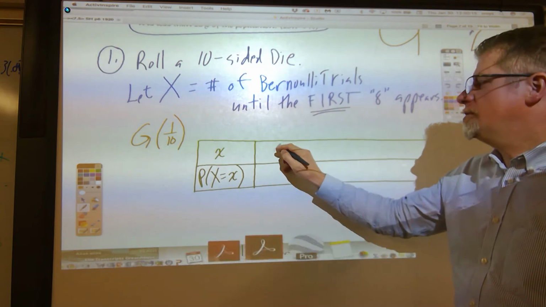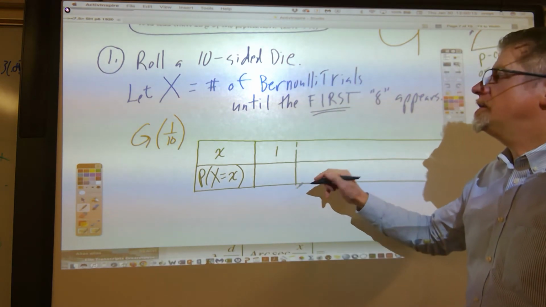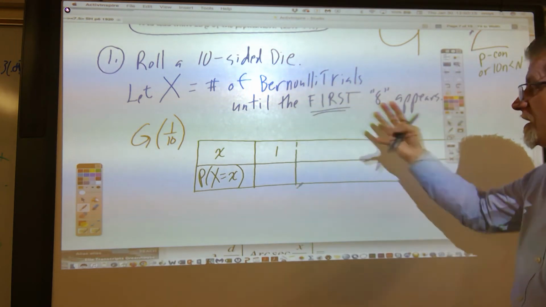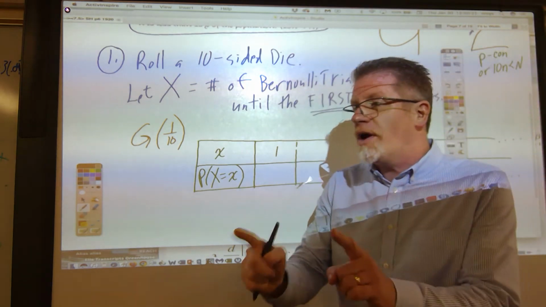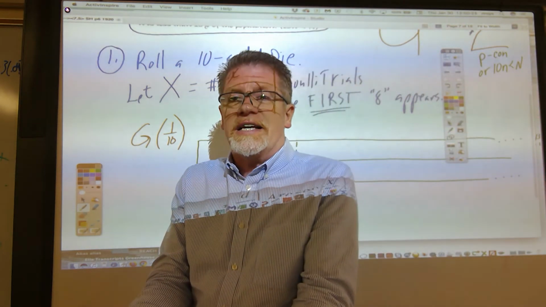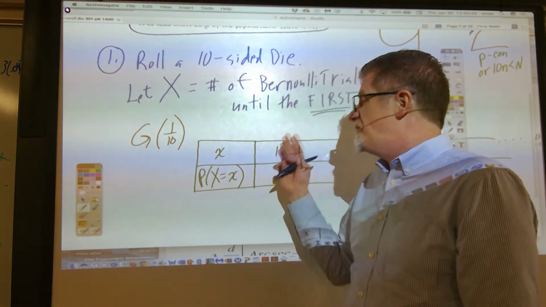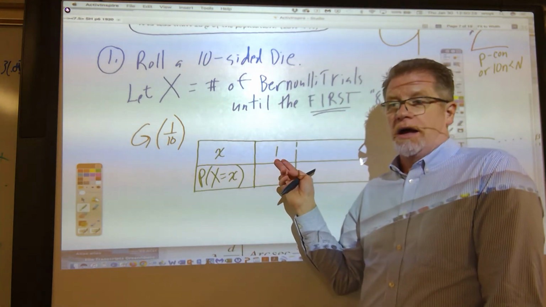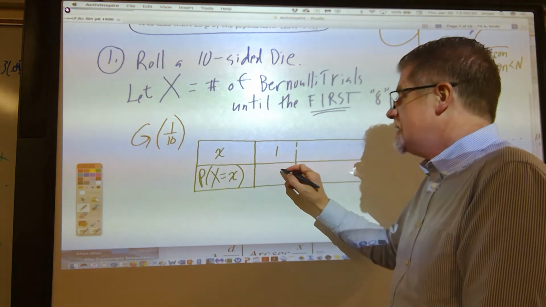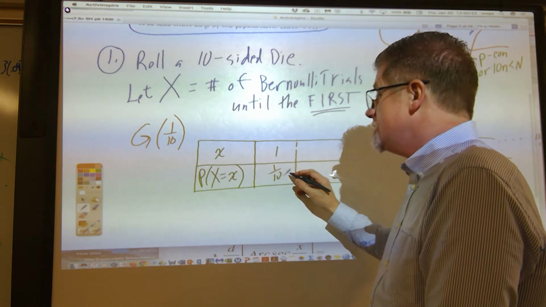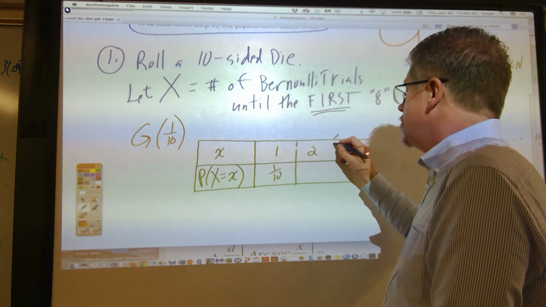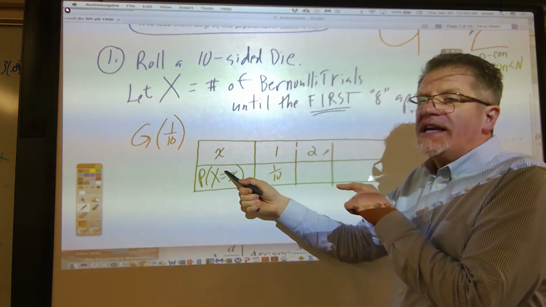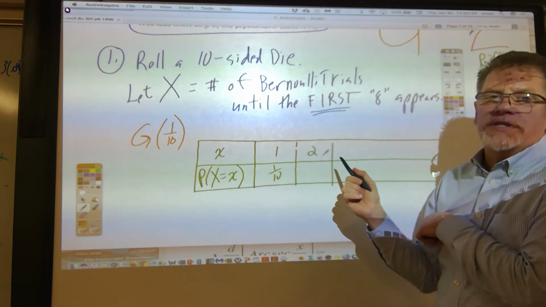There is a floor. It could be that the number of trials until we finally get an 8 is 1. What's the probability that the first success is on the first attempt? 1 out of 10 is your answer over there. That is correct. It could be, though, that the first 8 shows up on the second attempt.